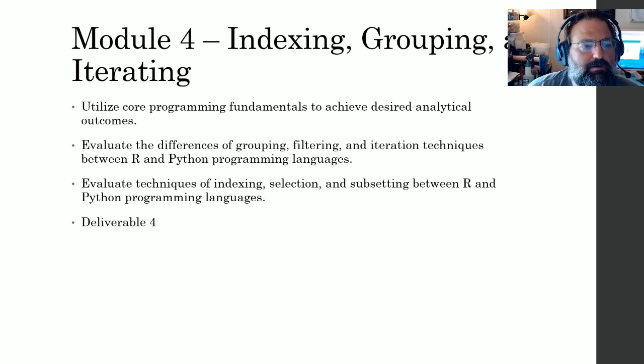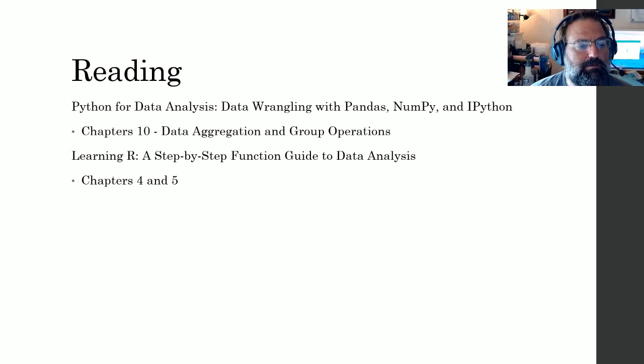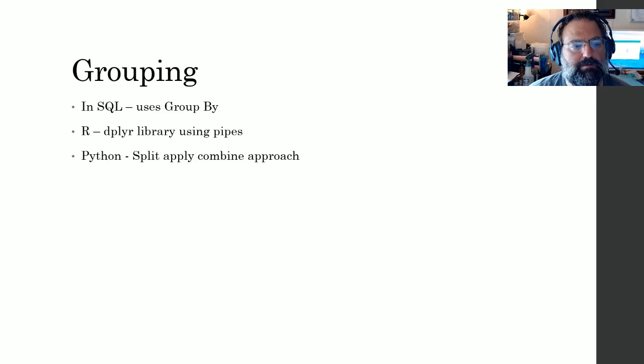The basic idea here is to utilize core programming concepts to achieve the desired outcome of analytical activities. There are some differences between the way that is done in grouping, iterating, and filtering in Python and R. We'll spend a little bit of time talking about that, and then talking about techniques of doing the iterations. Your readings for Module 4 center on Chapter 10, which deals with data aggregation and grouping operations in the Python for Data Analysis book. Learning R covers Chapters 4 and 5, which deal with similar topics.